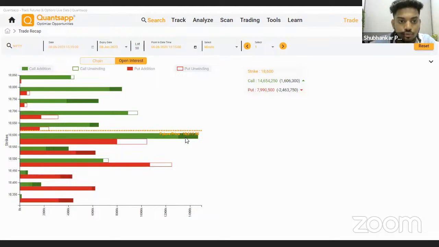Nifty 8 June expiry, 18,600 ka call option. And the only thing I want to monitor is the open interest, how the open interest of that strike is behaving.